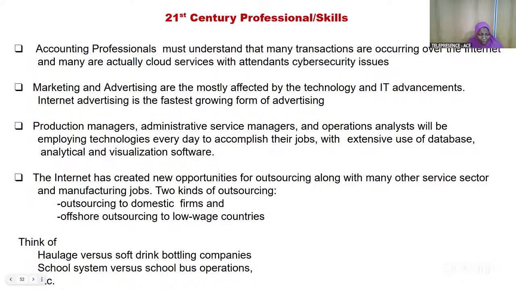Think about haulage, as in soft drink bottling companies. Most of these companies only focus on what they have to do in the lab to mix whatever chemicals they want to put in the bottle for you. They are not bothered about how it's going to be transported to the final consumers. They have haulage companies that own the vehicles and carry the products. So that company doesn't have to do the processing from the beginning to the end and say, yes, this is our product.